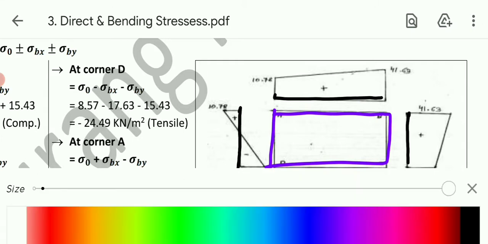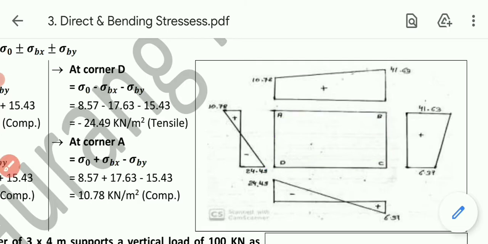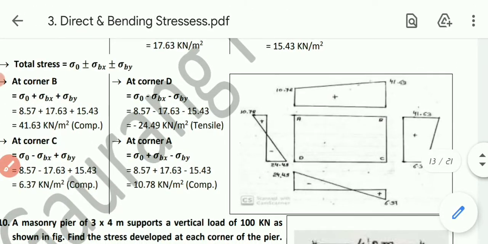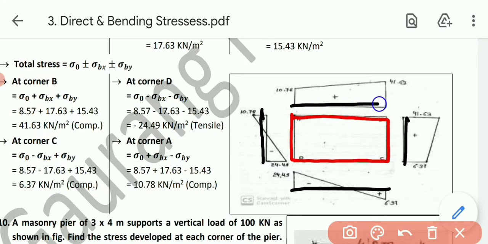Now starting with the value of sigma at corner B, the value is 41.63, positive. Let me keep it in one frame so we will get the value. Okay, I need to draw the diagram once again. First of all, as I told you, draw the cross section, then draw a parallel line along all four sides, like this, like this, like this, and like this. Now let me draw properly, like this.